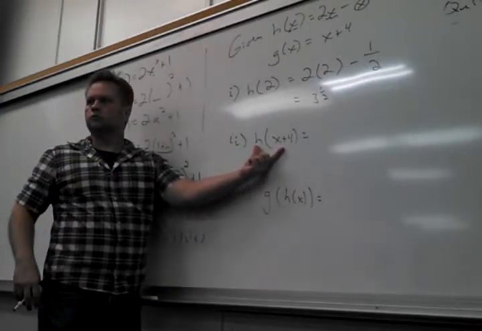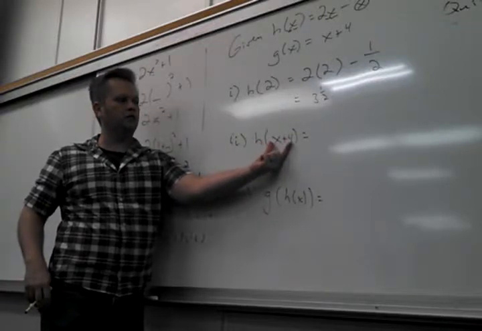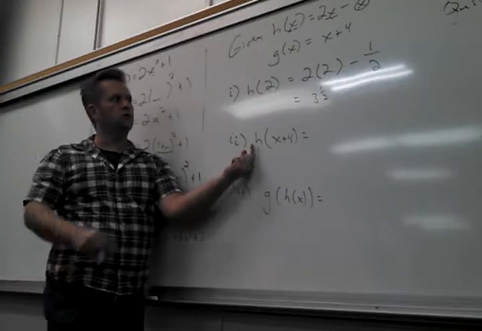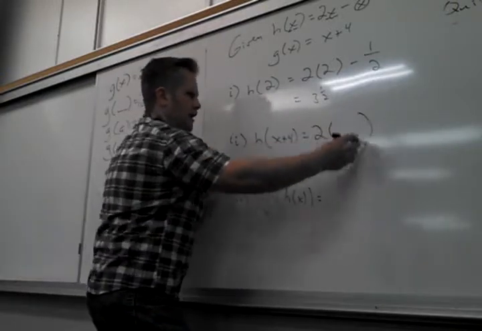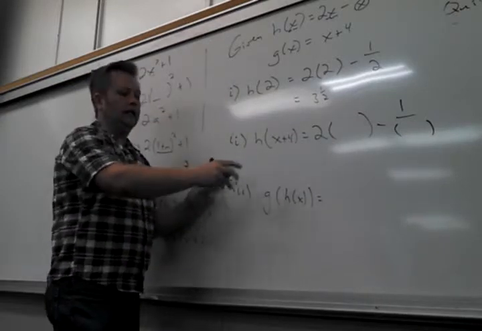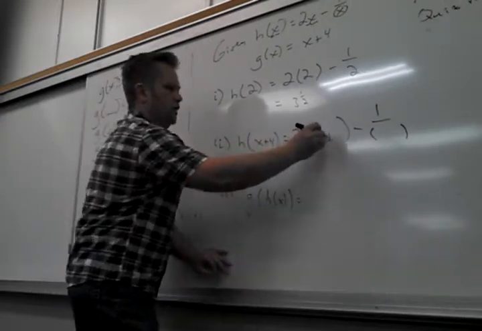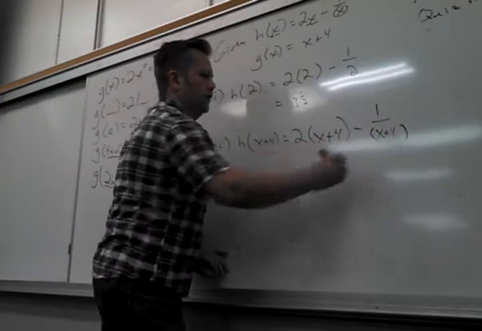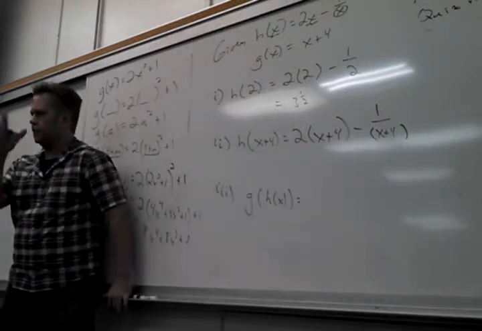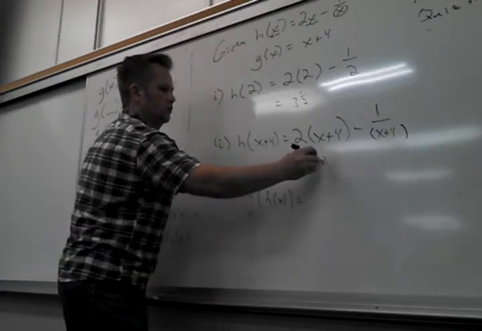So what do I do here? Plug in x plus 4 into h. So what does h do to anything? It doubles it and subtracts 1 divided by it. And it is x plus 4. So it doubles it minus 1 over it. And then you can simplify just a little bit. Just distribute.